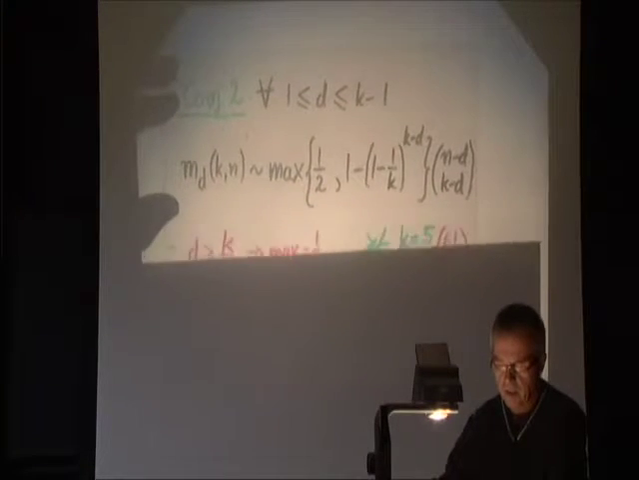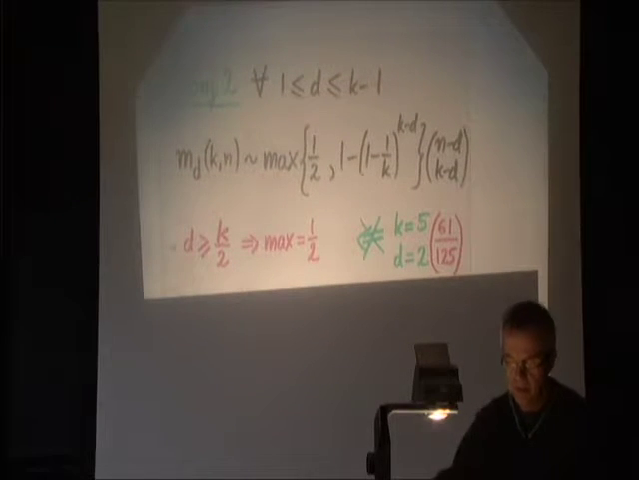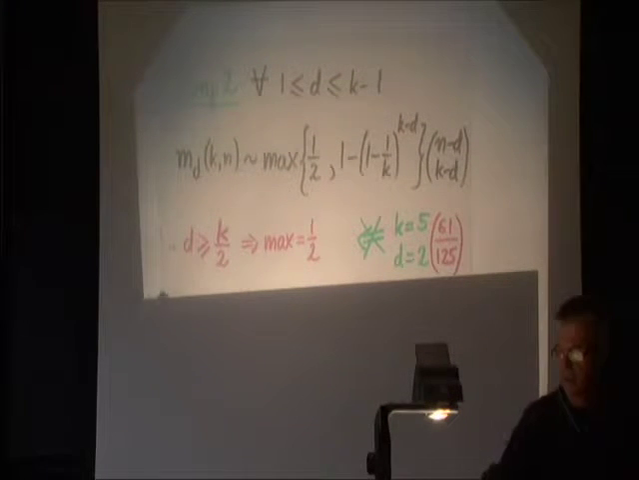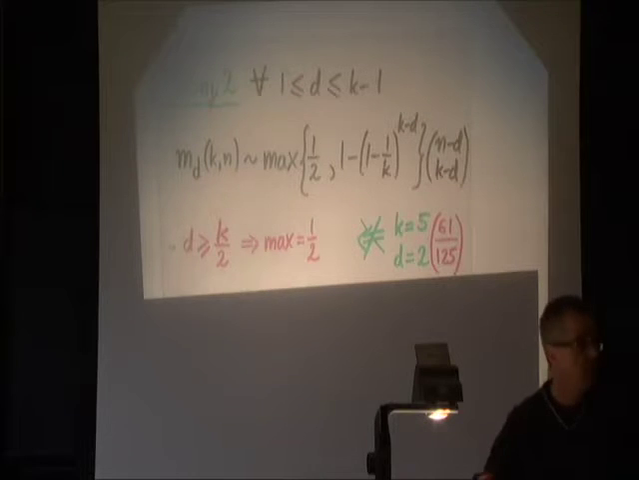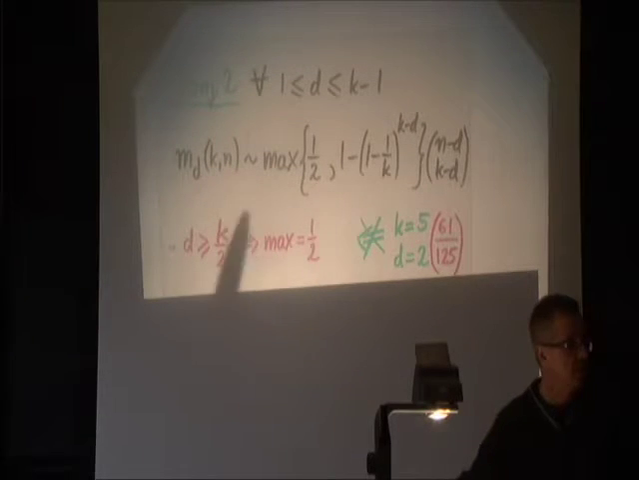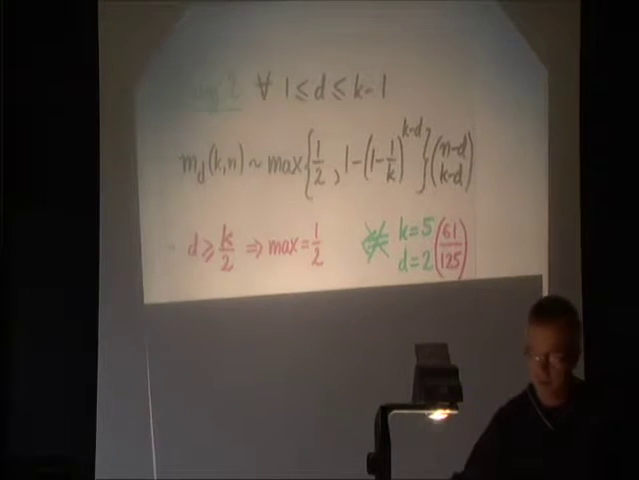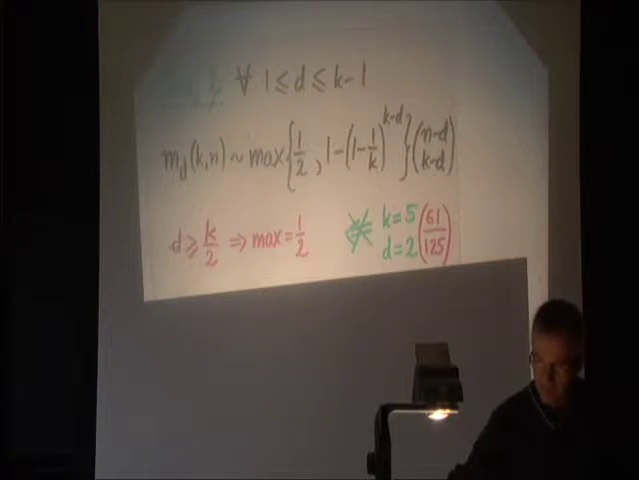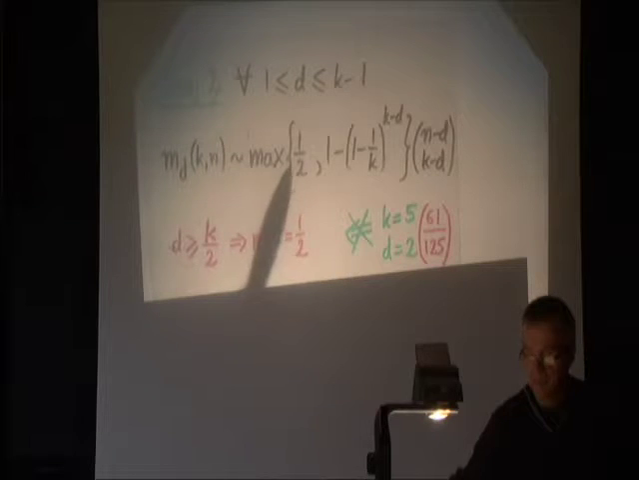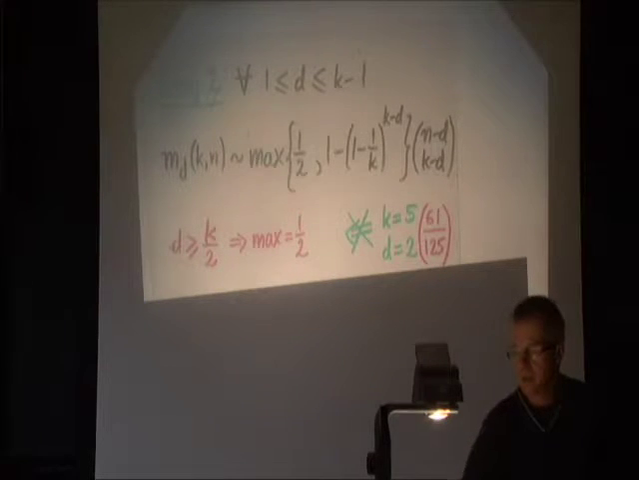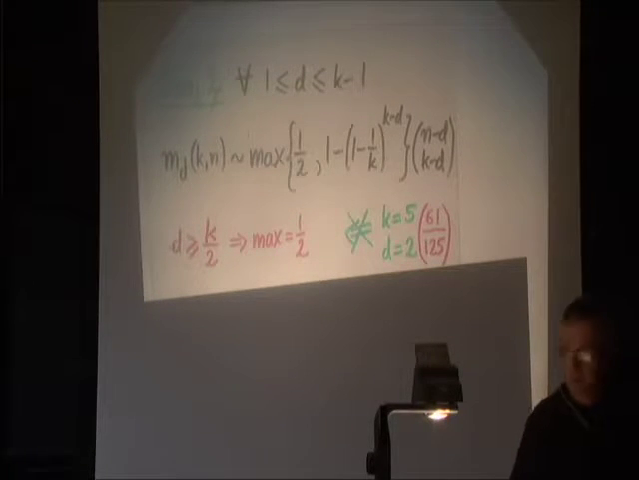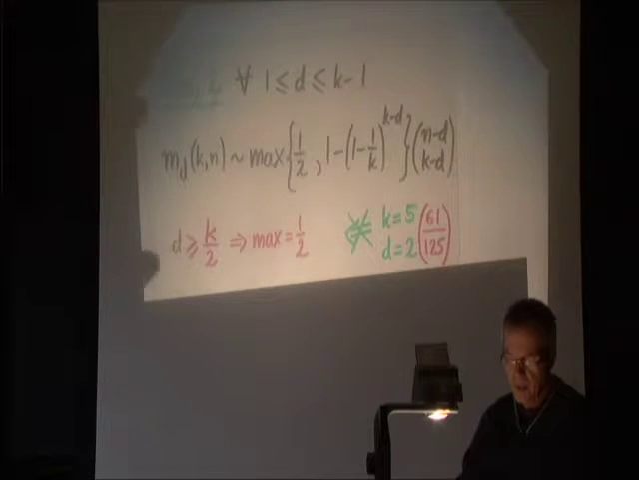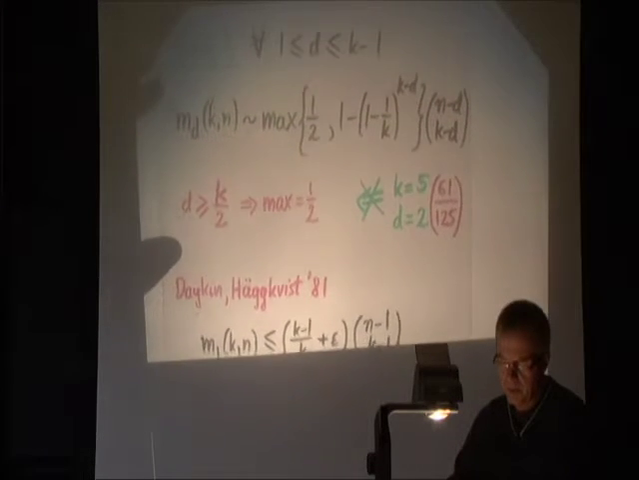And of course, it is consistent with Pikhurko's result and our result, because if d is at least k over 2, the maximum is always 1/2 here. This number is bigger, which is not the case in the other direction. So there are cases where d is less than 1/2 of k, yet the maximum is still 1/2, like this one, 5, 2 and 5. It's 61 over here.